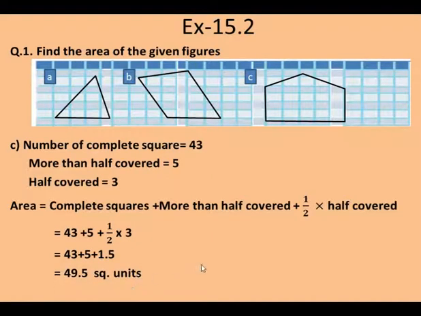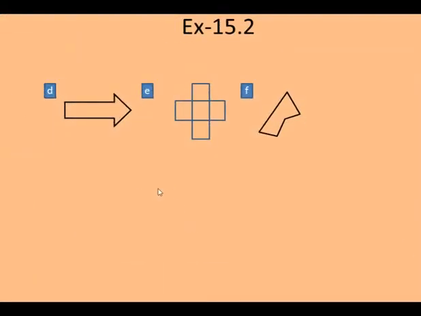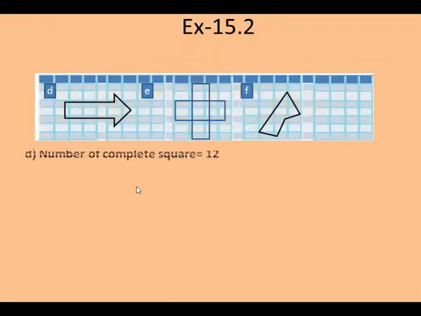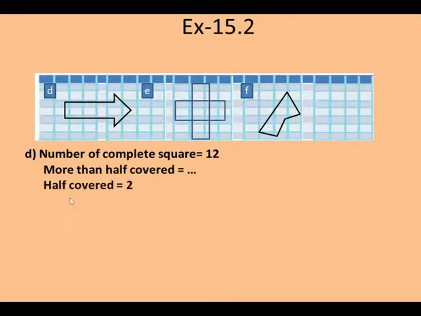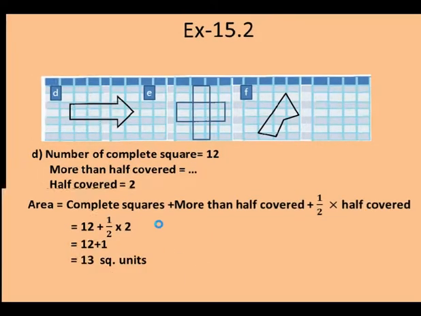Okay. Then what we are having? D, E and F part. So here in D part, number of complete squares are 12, number of more than half covered is not existing, and half covered is 2. So complete squares 12 plus half covered, half into 2. So 12 plus 1, 13 square units area of figure D.